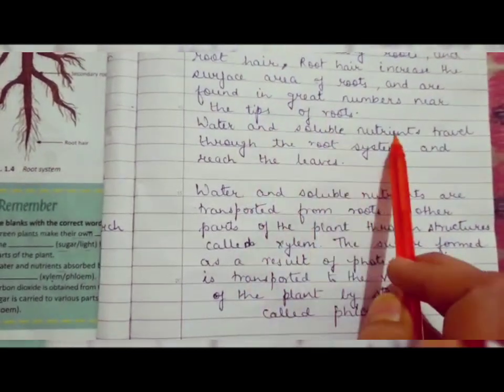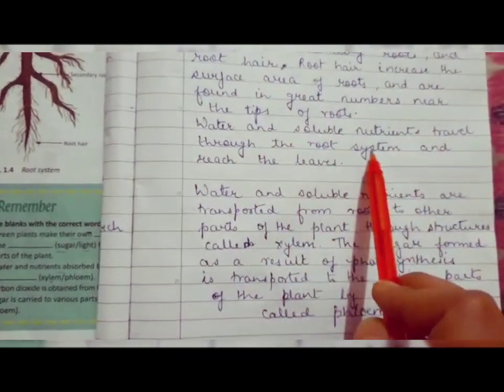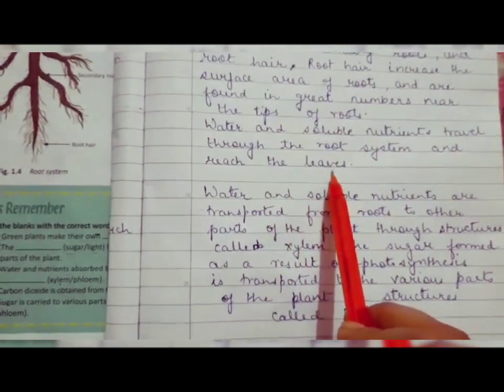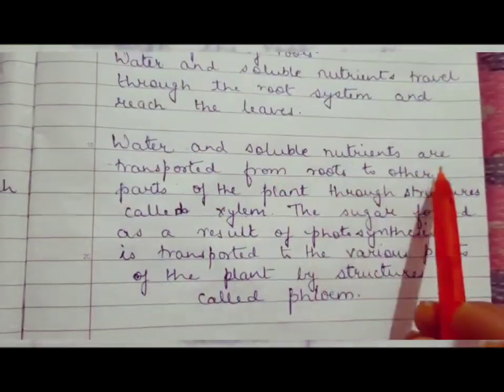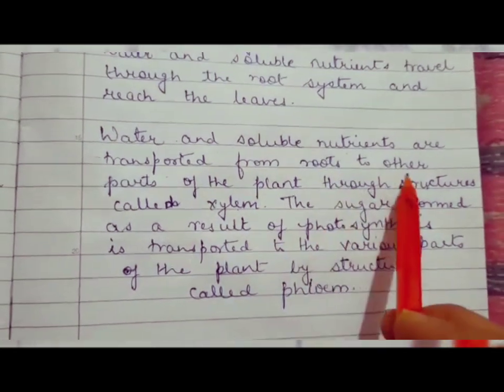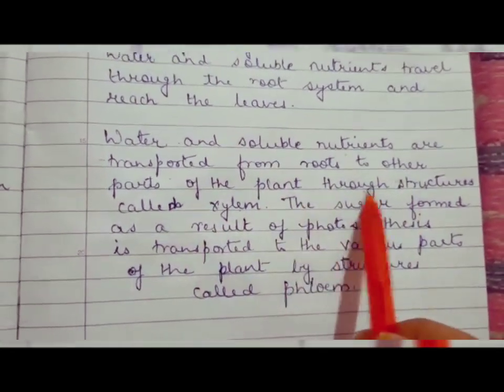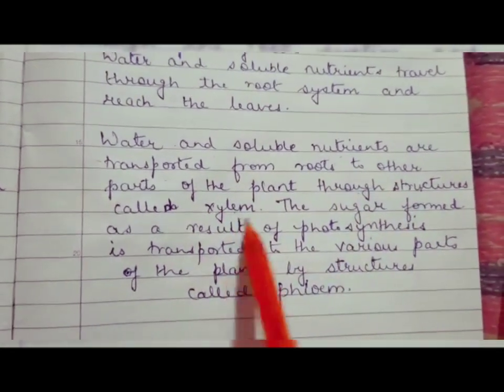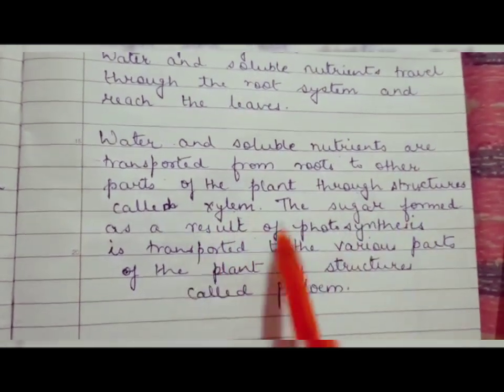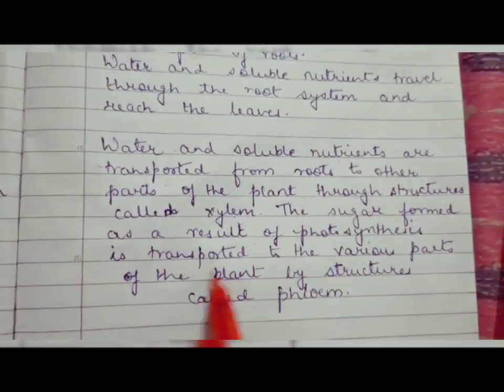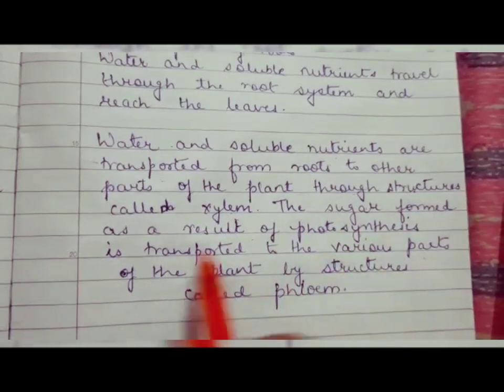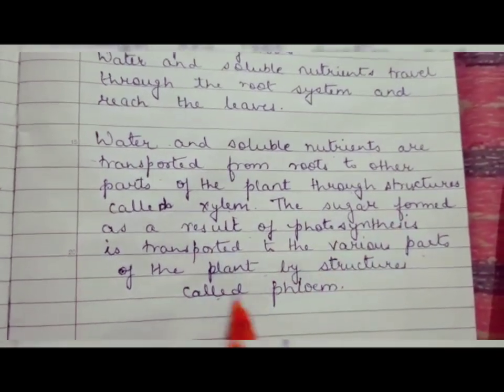Water and soluble nutrients travel through the root system and reach the leaves. Water and soluble nutrients are transported from roots to other parts of the plant through structures called xylem, and the sugar formed as a result of photosynthesis is transported to the various parts of the plant by structures called phloem.